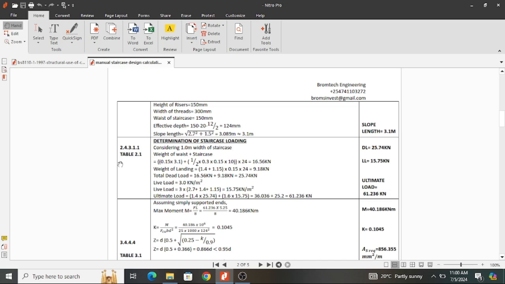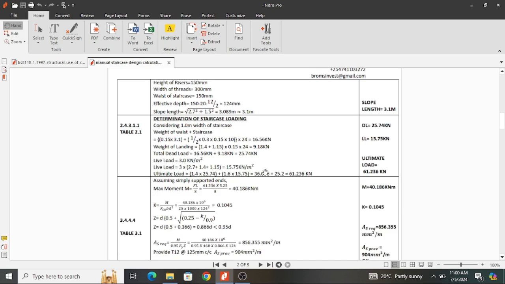Therefore, using clause 2.4.3.1.1 and table 2.1, I'm able to use the factors of a load modification, and I'm going to obtain my ultimate load. My partial factors are 1.4 for my dead loads or permanent actions, as the Eurocode would call it, and 1.6 for the live loads or the variable actions, as Eurocode would call it. So I sum them up and then I get a load of 61.236 kilonewtons. Therefore, this is the load I'm going to use in the design of my staircase.